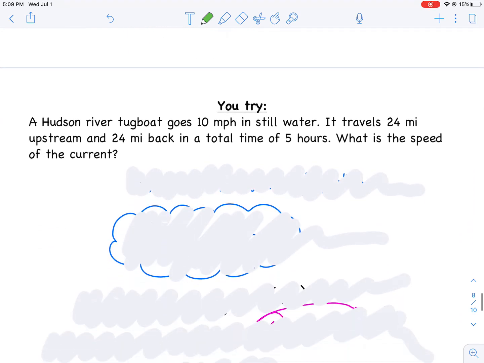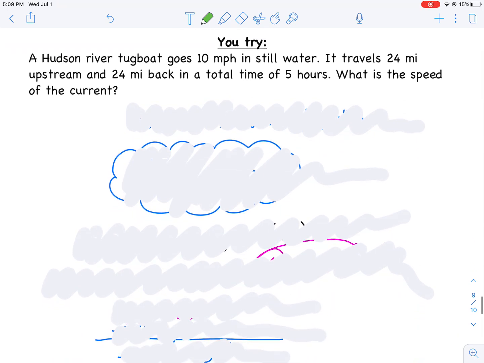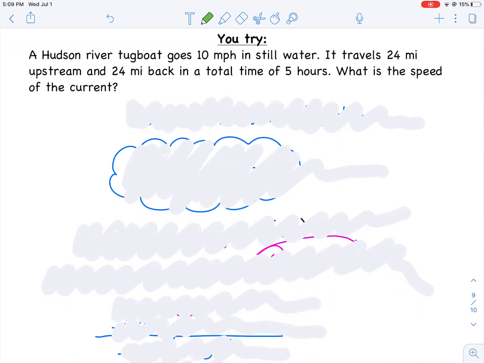All right, I'm going to give you another triad problem. This is kind of like the river problem, upstream and downstream, but there's one little difference. So I need you to be careful on this one. Make sure you read it carefully before you actually set up your math equation.